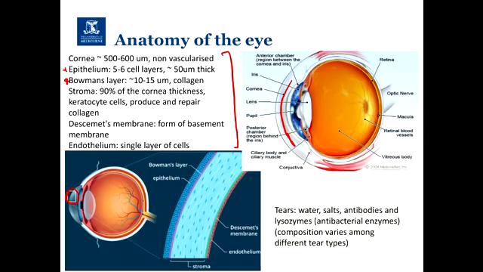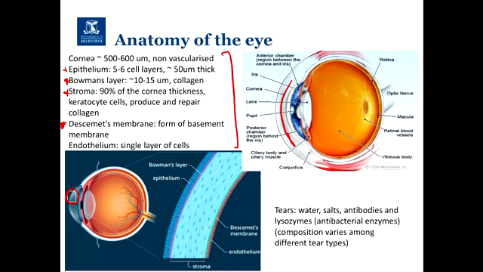You then have the Bowman's layer, collagen. So that's one extracellular matrix protein that you find within the cornea of the eye. You have the stroma, which makes up the majority of the thickness. They have keratinocyte cells in there, and they're the cells that make the extracellular matrix protein, collagen, and a few other ones as well.